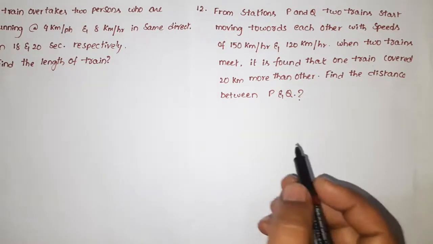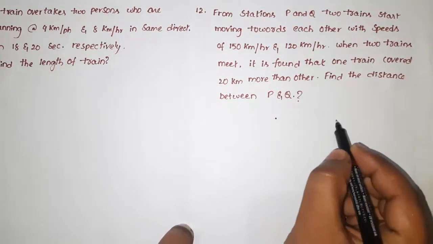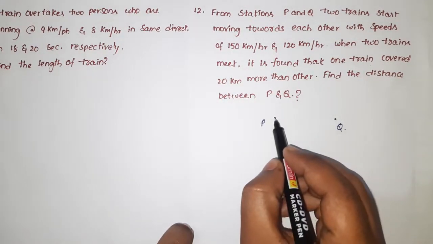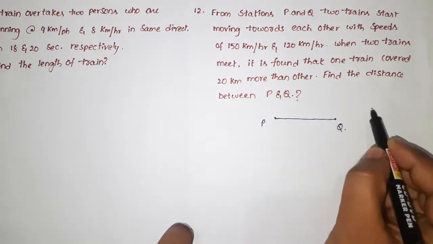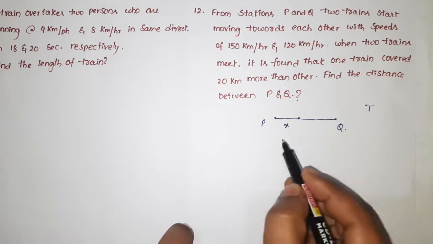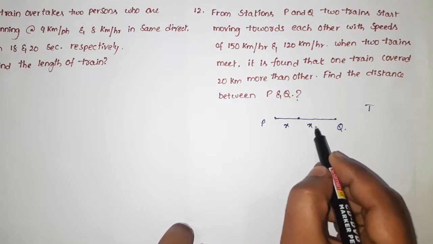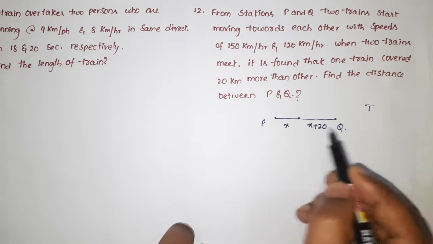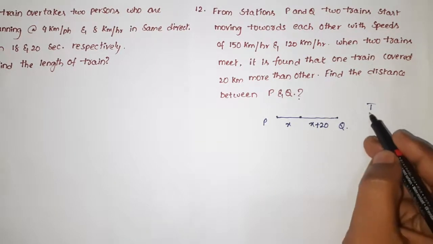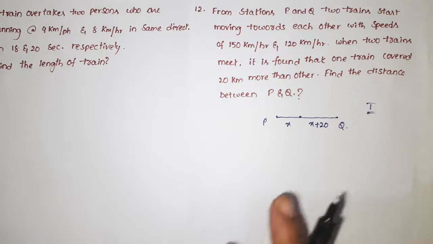So simply we can say that this is P and this is Q. After traveling for some time t, train 1 covers x distance and train 2 covers x plus 20 km distance. Okay, this is the given data. The entire thing happened in this particular interval of time t. So we use that particular point to solve this problem.